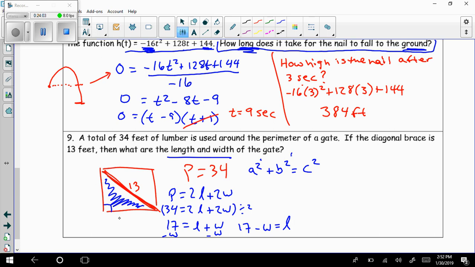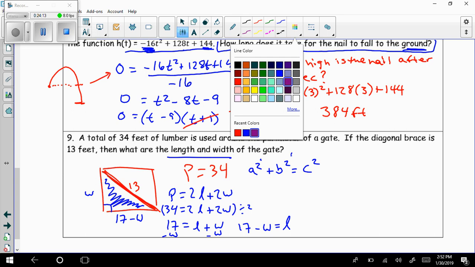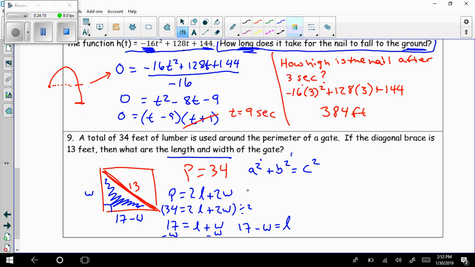So if this represents my length, I can now write it as 17 minus W, and then just let W be W. So then I have all of the parts to my triangle, and I can just plug those in to my Pythagorean theorem. So here's my A, here's my B, here's my C. Remember to put everything in parentheses. So I'm going to have W squared, don't need parentheses on that, plus 17 minus W squared equals 13 squared.